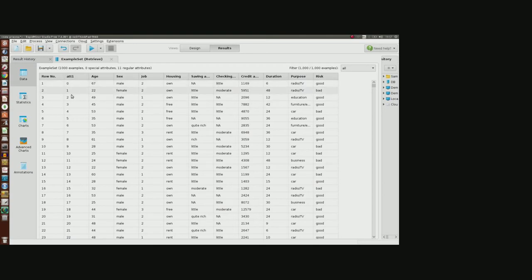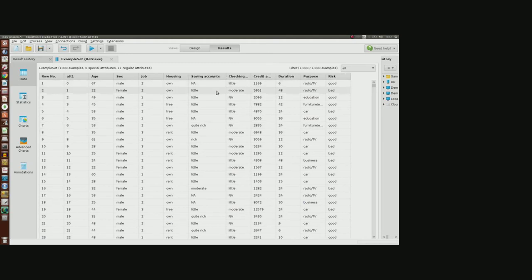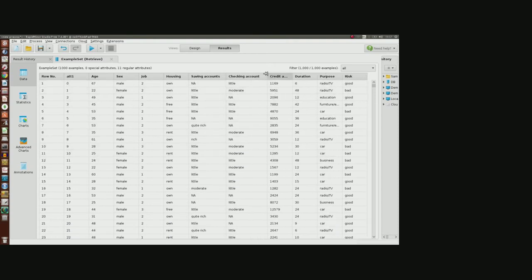We've got the first column, which is just the row numbers that they assign. Then it's got the age of the person who was applying, their sex, then their job level. These labels in these columns here are not the ones that the banks actually used. They were translated into something a bit more understandable. So these are just job levels. Here's their housing, whether they own it, whether it's free, or whether they're renting. Then their savings accounts have been given a ranking of how much they had in their savings account. And the same with their checking account.